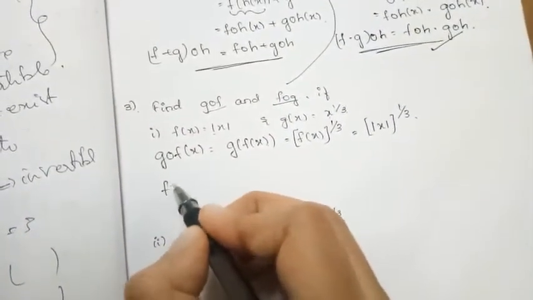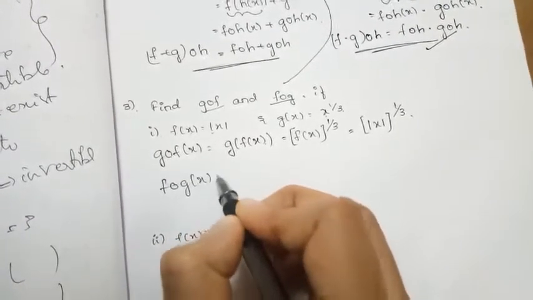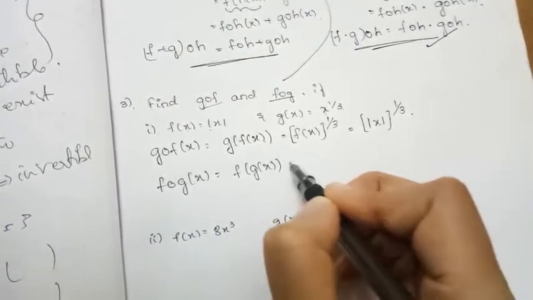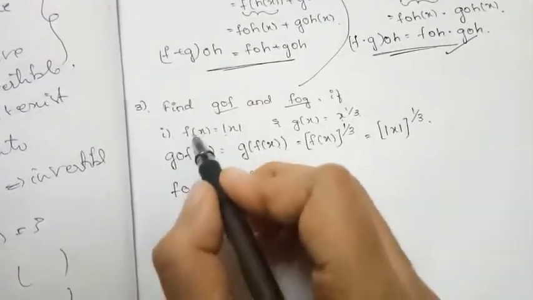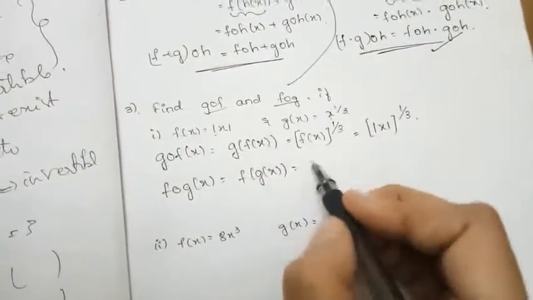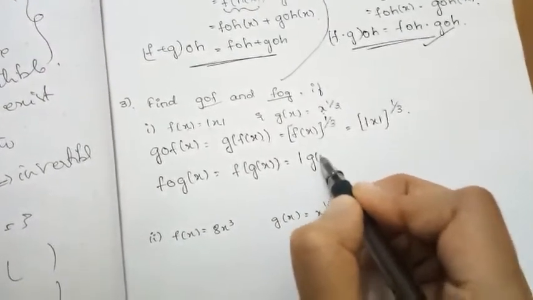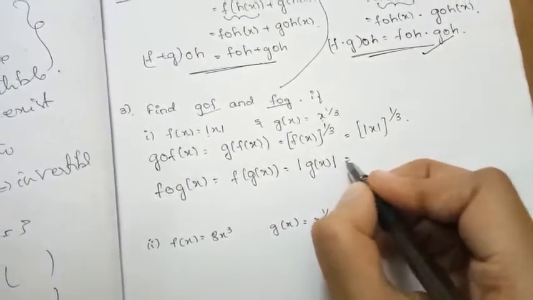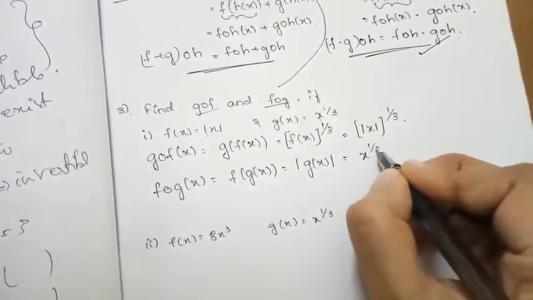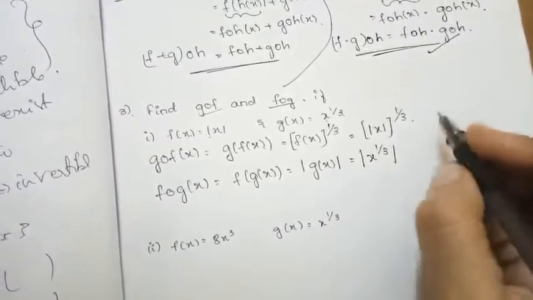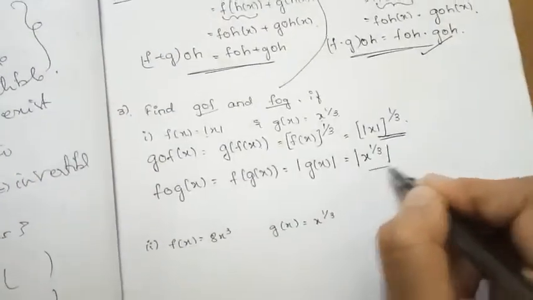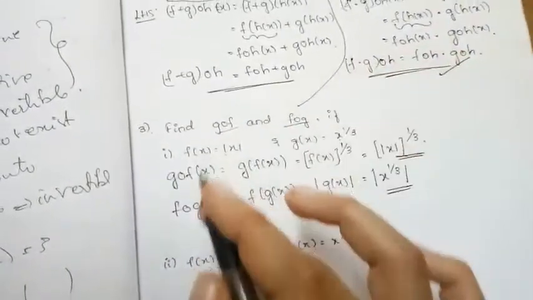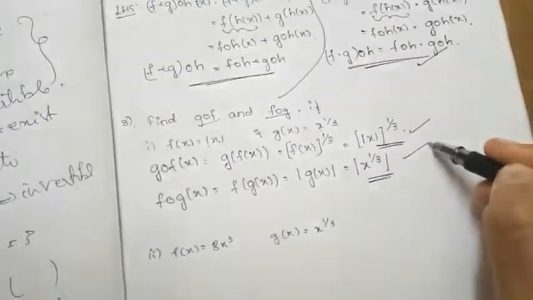And they asked us to find (f∘g)(x) also. That is, (f∘g)(x) is equal to f(g(x)). f(x) is mod x, f(t) is mod t. So f(g(x)) means mod g(x). What is g(x)? g(x) is x to the power 1/3. So mod of x to the power 1/3. This is the g∘f function, and this is the f∘g function. That's all. They asked just to find g∘f and f∘g, and we have found both.